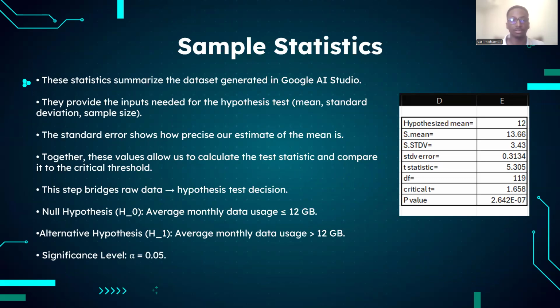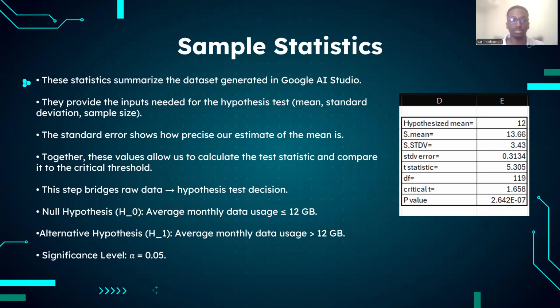The standard error shows how precise our estimate of the mean is. Together, these values allow us to calculate the test statistic and compare it to the critical threshold. This step bridges raw data to the hypothesis test decision.